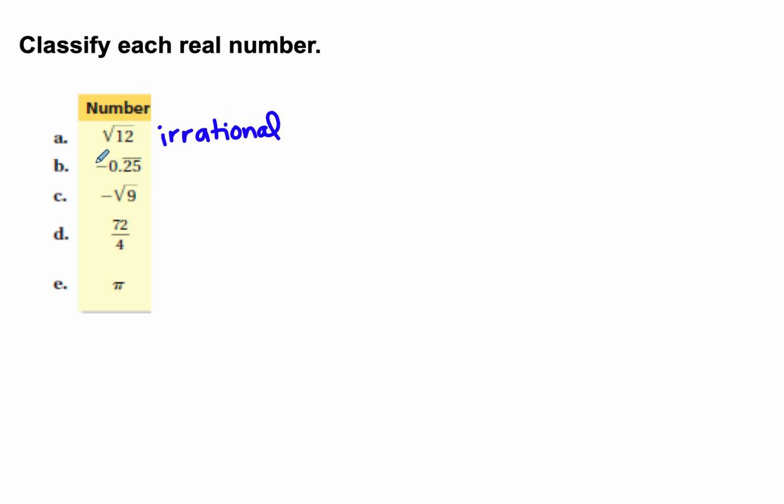All right, let's see. Negative 25/100 repeating. Well, since it has a decimal and it's a repeating decimal, that's going to make it a rational number.